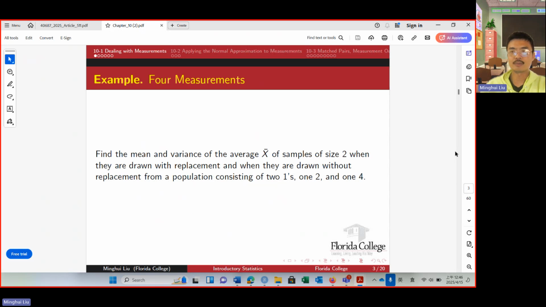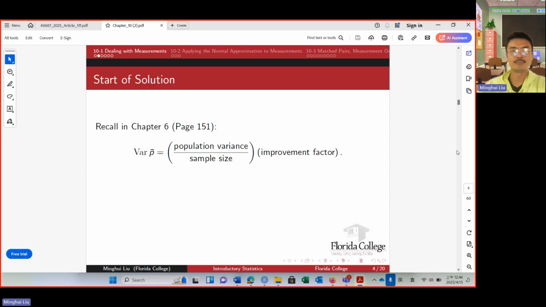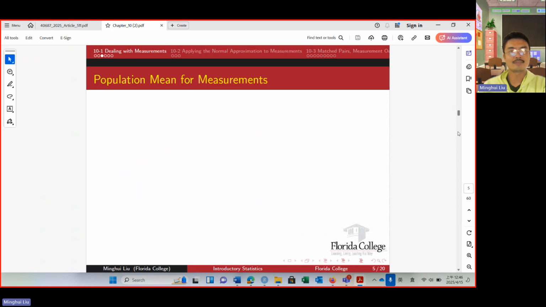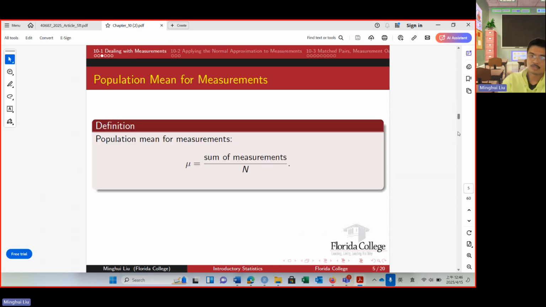What's slightly harder is the variance. And recall that in the last chapter, the variance was calculated by this formula. We have the population variance divided by the sample size times the improvement factor. And of course, we can't expect a neat formula such as p times 1 minus p as we have seen before. However, we do expect that the variance will obey a similar formula like this. So let's start with the mean. The mean is simple. We just add all these measurements and divide by the number of measurements. So we add all this together, divide by 4, we get 2.